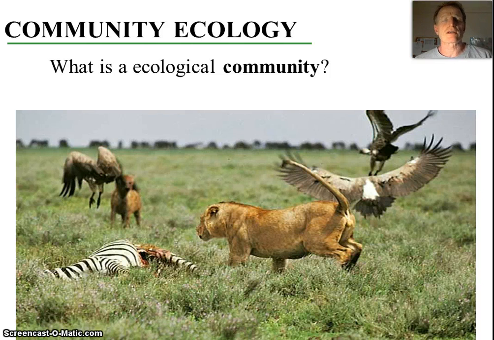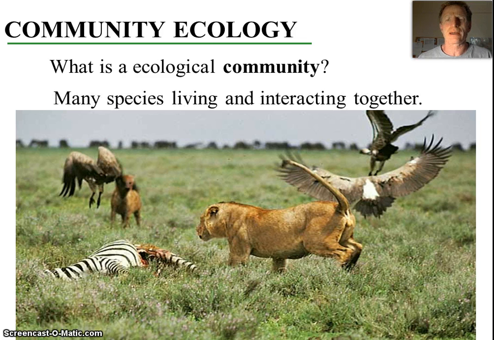In this video, we're going to talk about community ecology. So remember, what is an ecological community? Well, ecological communities are all the living things in an area interacting together. So if you look at this picture of the African Serengeti, you can see obviously there's a lion that's attacked and killed a zebra. So they have a relationship right there. Okay, but there's a lot of others.